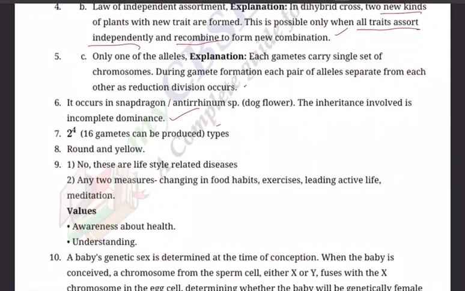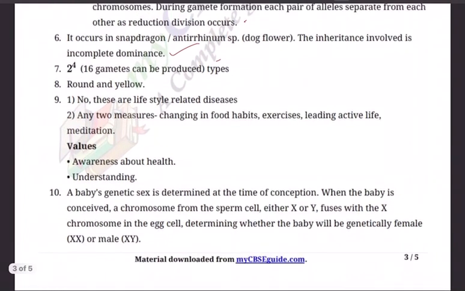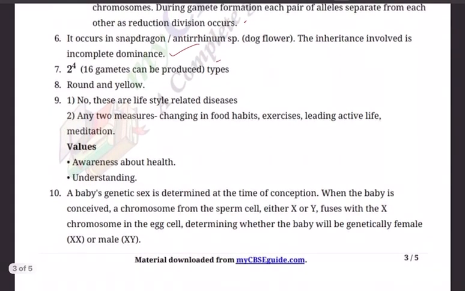Then question number 7. 2 to the power 4, that is 16 gametes can be produced with varieties of types. And of course, as I said, round and yellow. Question number 8. Question number 9. No, these are lifestyle related.